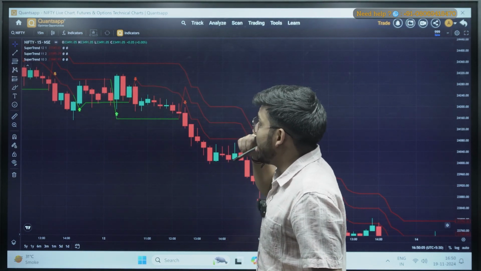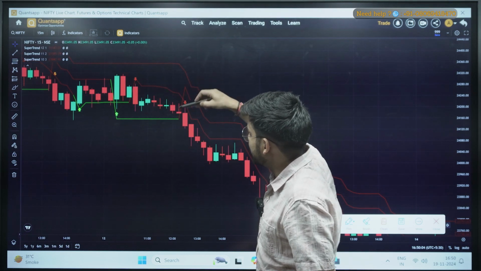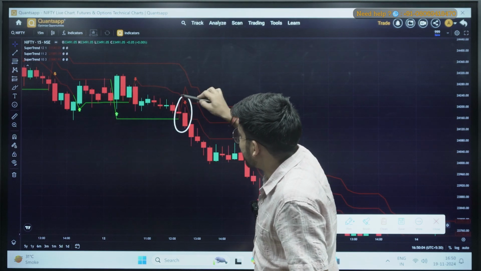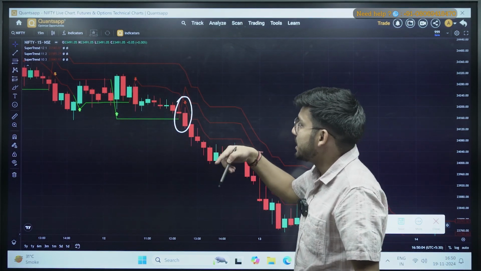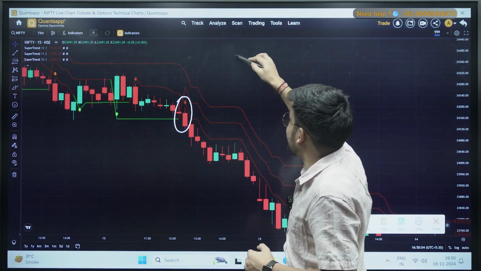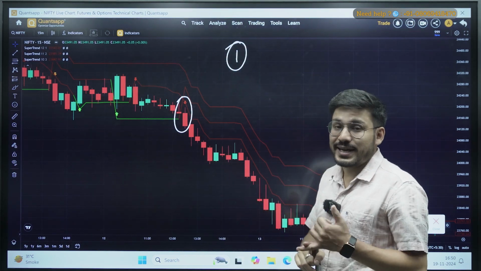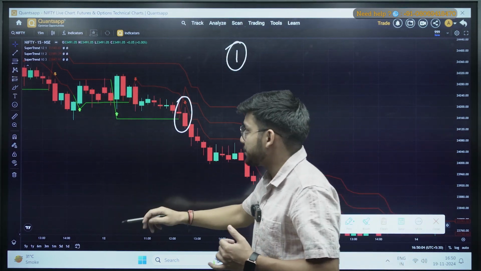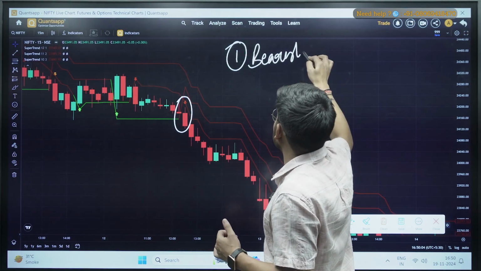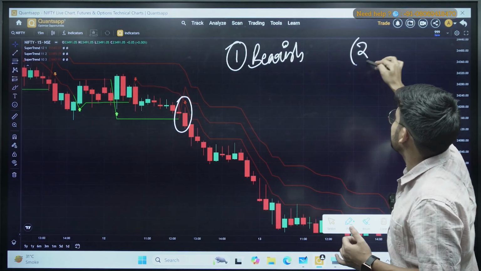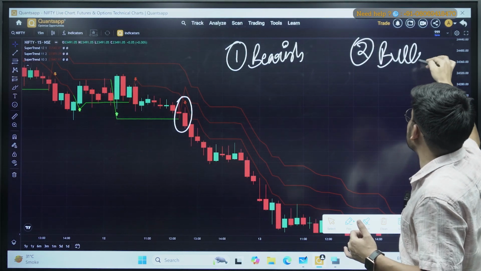First of all, you can see my market was breaking all three indicators in the downward direction. So that is the first requirement for my strategy. What is the first requirement? That if I'm trading for the bearish market, so let's go with the bearish first, and for bearish, then there will be the bullish condition.